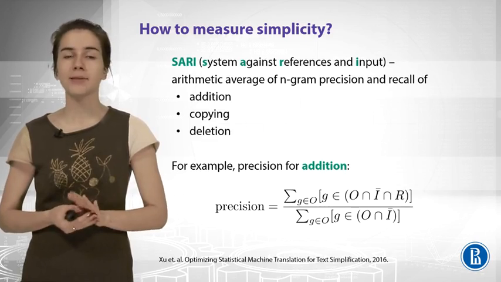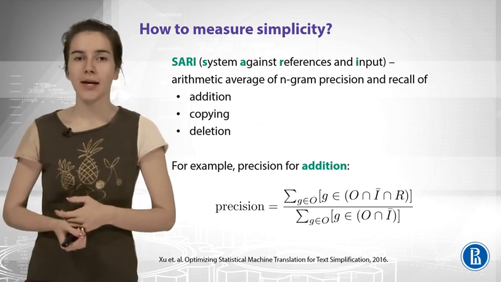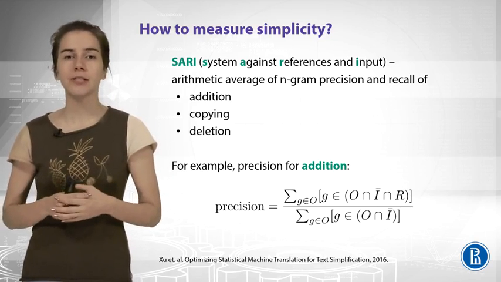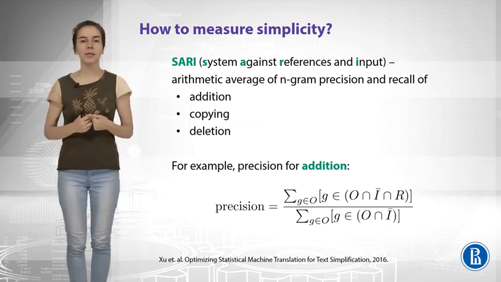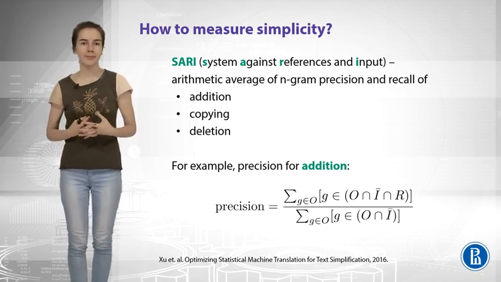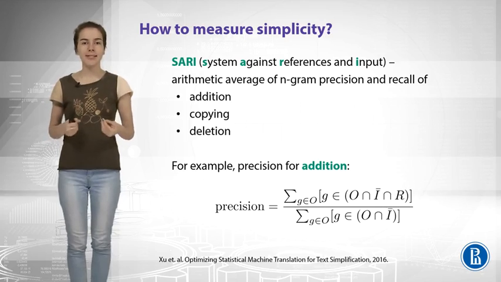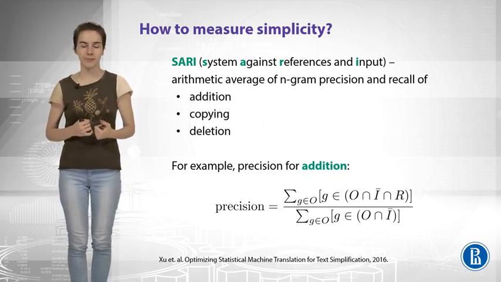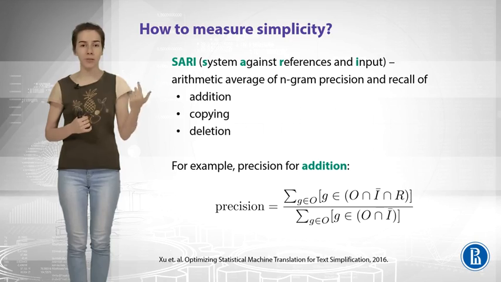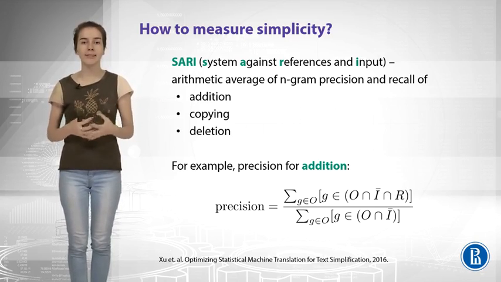For example, one nice measure that can be used is called system against reference and input. It computes precision scores for different types of operations, for addition, copy, and deletion. For example, what would be the precision for addition operation? Well, what are those terms that we add? These are the terms that occur in output, but do not occur in input. And this is exactly what we see in the denominator. Now, how many of them occur in the reference? This is exactly what we see in the numerator. So we just have a precision score that measures how many of the terms are indeed correct.